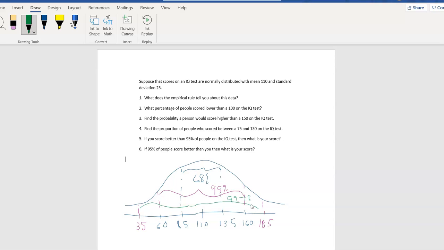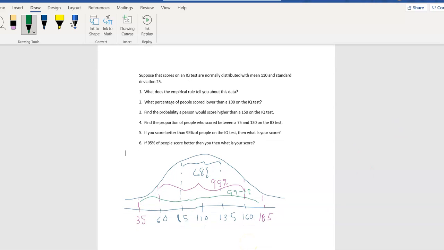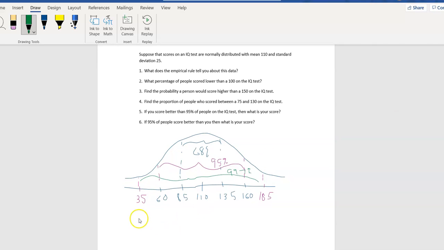All right, so what percentage of people scored lower than 100 on the IQ test? And let's notice in our picture that we don't have 100 labeled. So what we're going to do is use our z-score, and then look it up. And we'll talk about how to look it up. So let's use our z-score. Let's take the 100 minus the mean of 110 and put it over the standard deviation of 25. And that gives us negative 10 over 25.